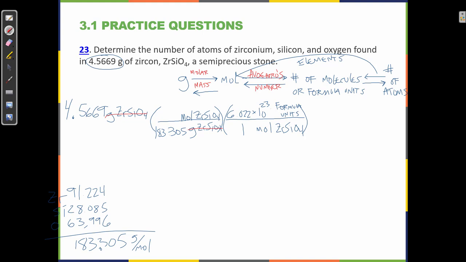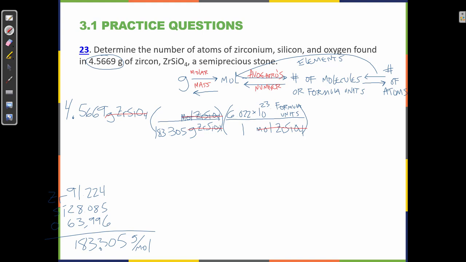Okay, so like units will cancel. 1 mole of zircon on top will cancel with mole of zircon on bottom, so that unit cancels out. So now, after I do this math, I've converted from grams to moles, and from moles to formula units. So now I know how many ionic molecules, that's what a formula unit is, how many particles of this ion I have. But this ion contains lots of atoms. It contains one atom of zircon, one atom of silicon, and four atoms of oxygen in every formula unit.